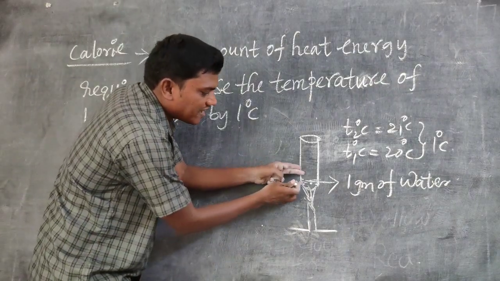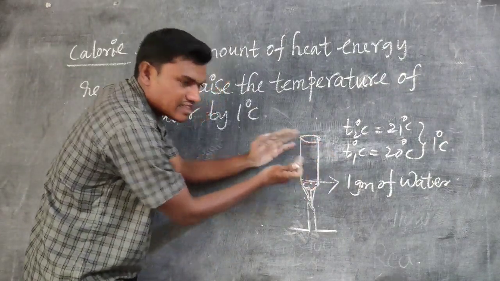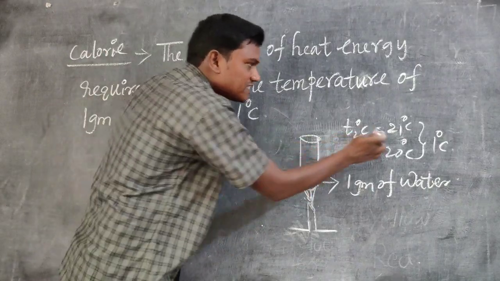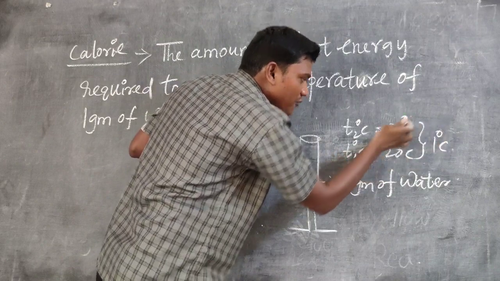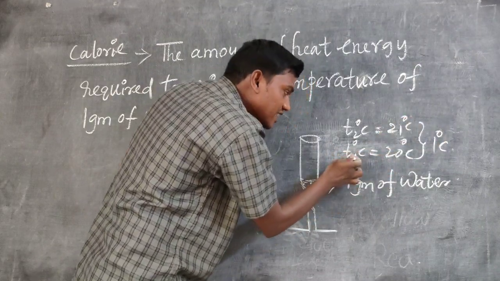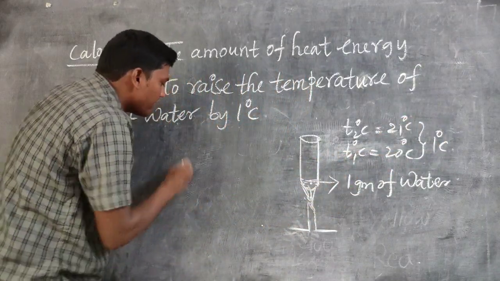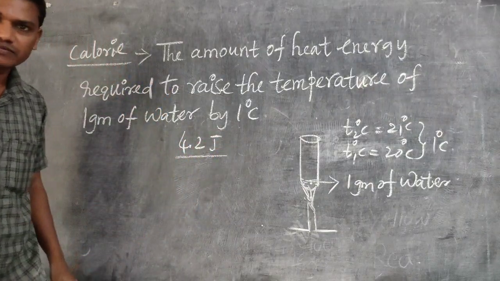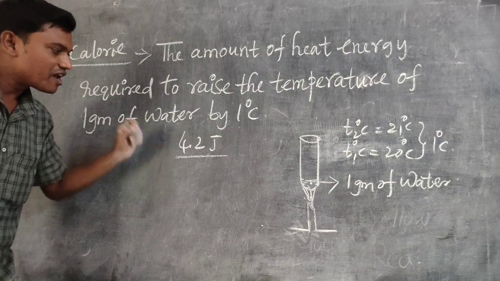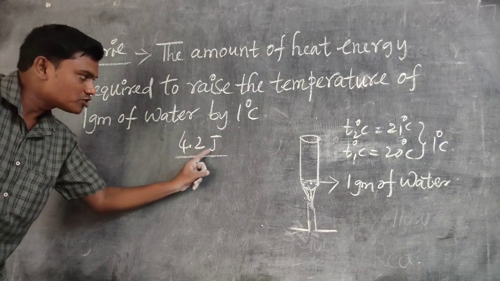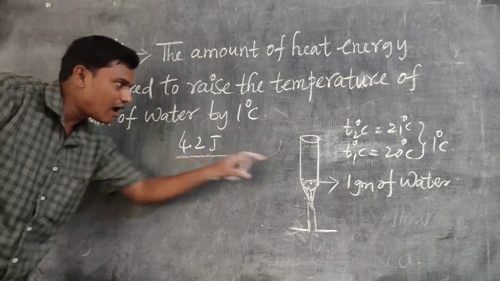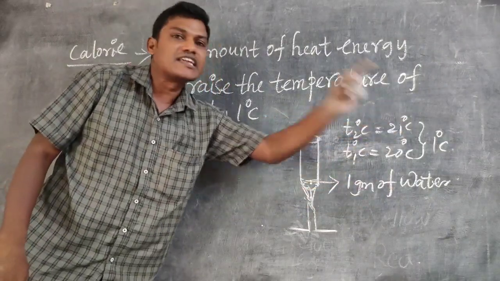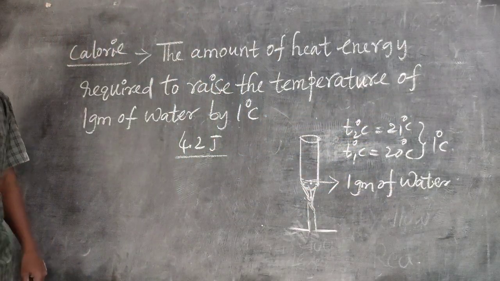So when we take 1 gram of water in the test tube, this 1 gram of water's temperature increases by 1 degree Celsius compared to the initial one, and at that time it has absorbed nearly 4.2 joules of energy. Meaning, for every 4.2 joules of heat energy absorbed by 1 gram of water, its temperature increases by 1 degree Celsius compared to the initial one.